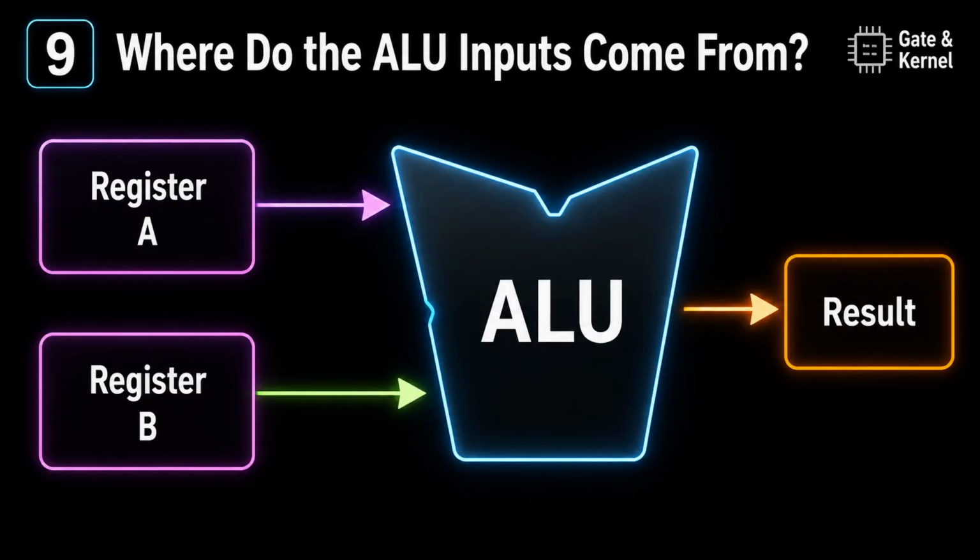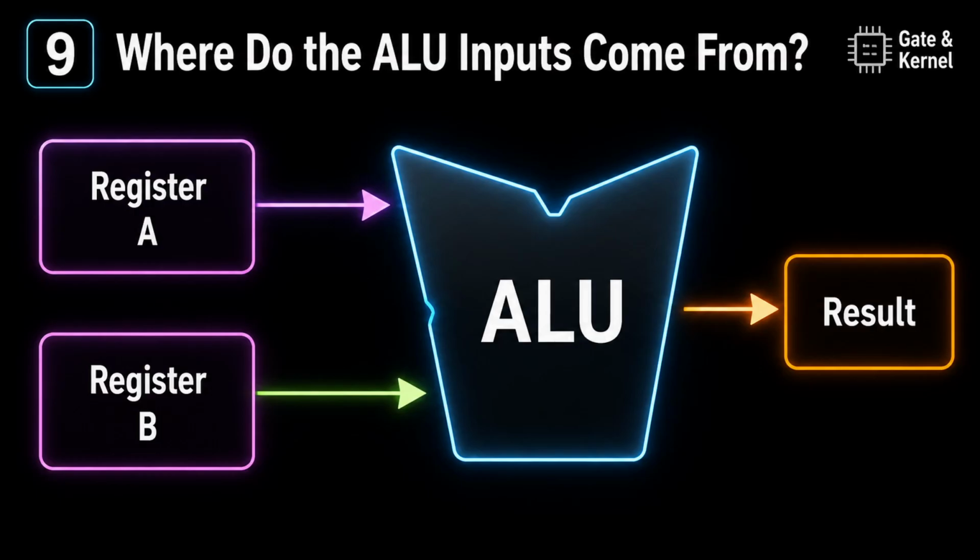Chapter 9. Where do the ALU inputs come from? An ALU processes data, but it is not normally used as long-term storage. So where do A and B come from? Very often, they come from CPU registers. Registers hold values that the processor is actively using. One register can provide the first operand. Another register can provide the second operand. Those values travel through the processor's data path into the ALU.